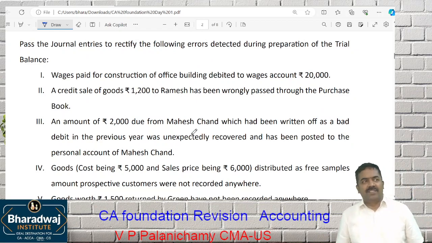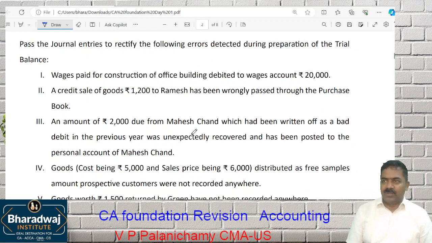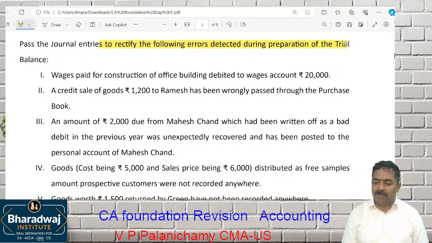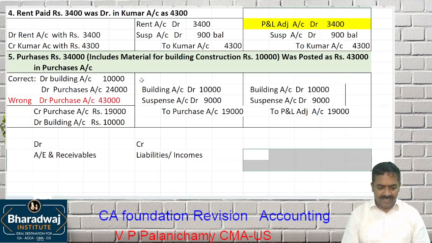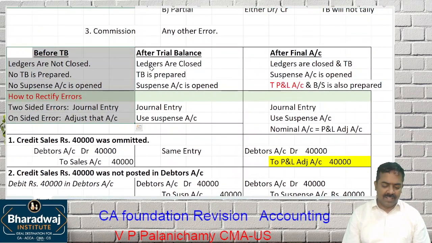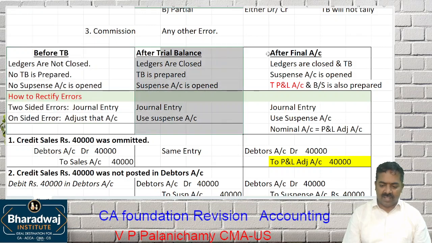Always the CA Institute will have a play with words. Look at this: past journal entry, rectify the following errors detected during the preparation of trial balance. So, will it come like this one, stage one, before trial balance, after trial balance, or after final accounts?